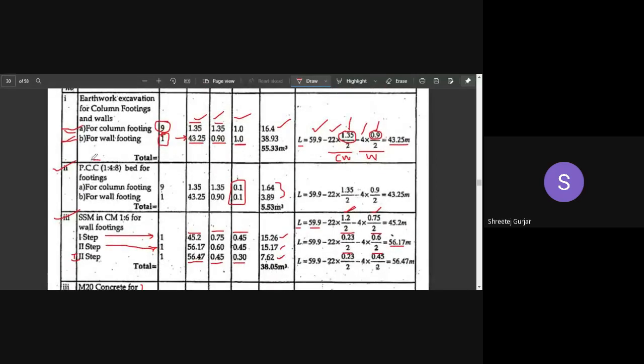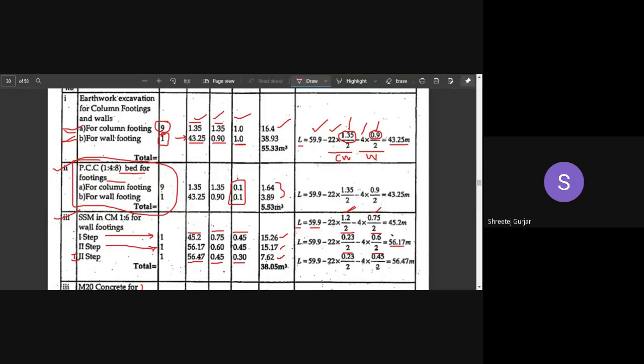We have considered it, right? We have calculated PCC. PCC bed in what? In the calculation, I am not getting exactly. We have calculated the quantity of the PCC bed. If there is anything related to that, you can let me know, but I am not completely understanding your question.